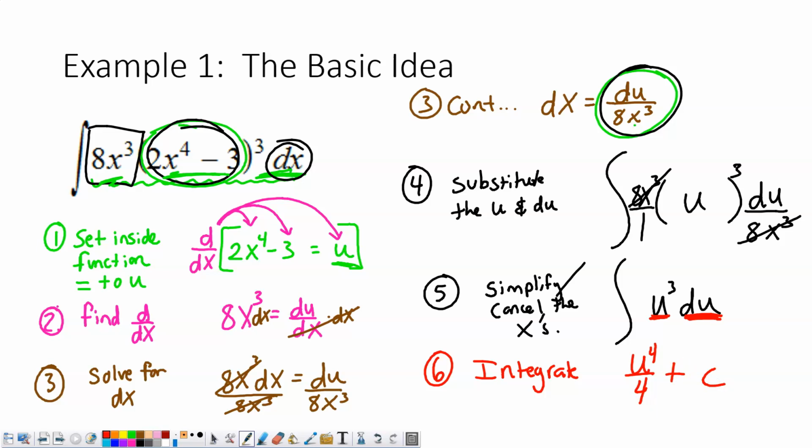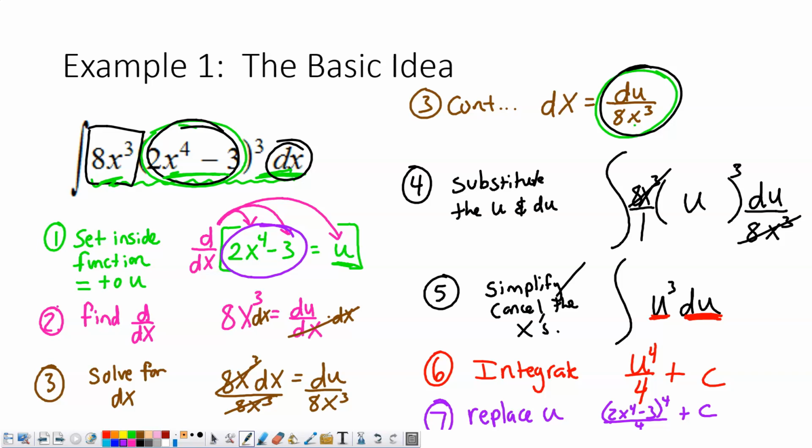All right? We're getting there. We have one more step. Step 7 is to replace the u. In other words, we put the u in there just so it would look prettier. But now that we're done with the problem, we actually need to put back what it was originally. So what does u actually equal? U actually equals this thing here. So I'm going to replace my u with 2x to the fourth minus 3. And there's my final answer.